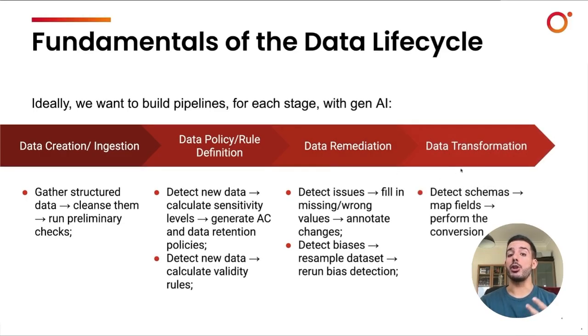Or at the stage where we are transforming the data, we could, for example, automatically detect the schemas of a given dataset, map the fields from one schema to the other, source to target schemas, and then perform the conversion. So as you see, we have a couple of common operations in the data lifecycle, as well as some where GenAI can really help us, be it by structuring data, by creating automated validity rules, policies, and so on. So we have to make use of GenAI at these specific points. And ideally, we want to create automated pipelines that use GenAI for multiple processes in sequence to perform all of this without human effort, or with human effort being optional.